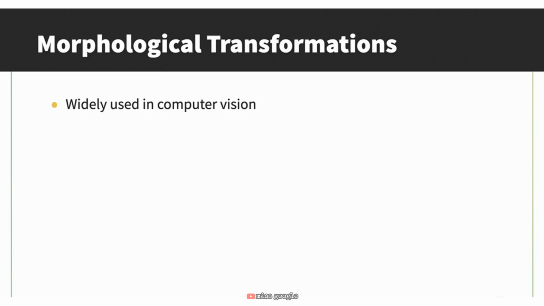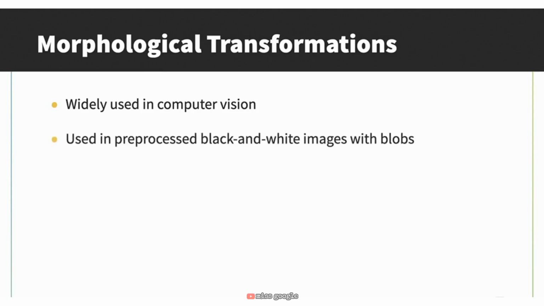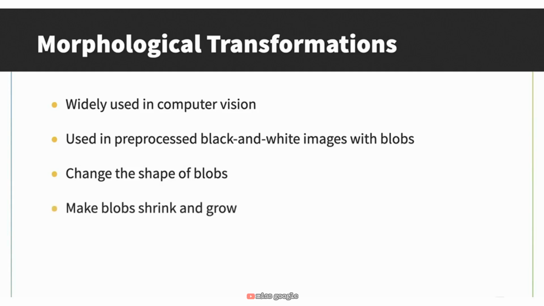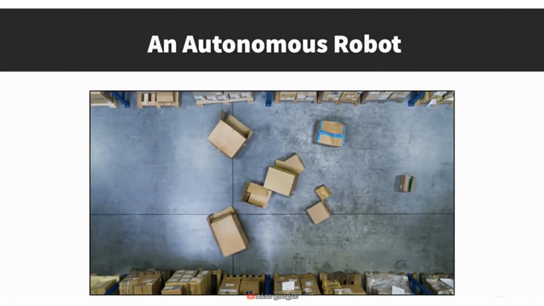Morphological transformations are typically used in black and white images with blobs, which are polygons that represent objects in a picture. These operations change the shape of blobs. So with these operations, we can make blobs shrink and grow. To show you why we need to modify objects, let's look at a computer vision process.